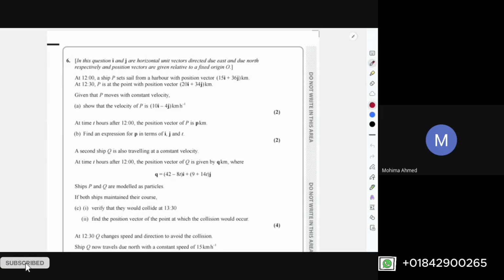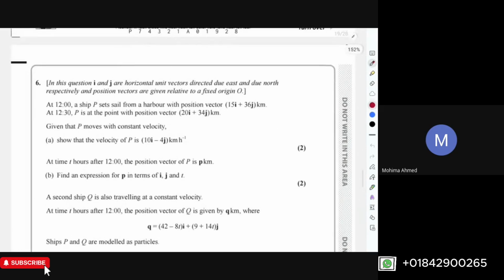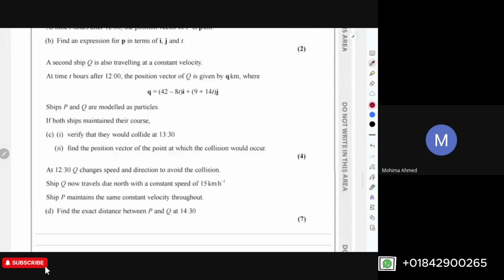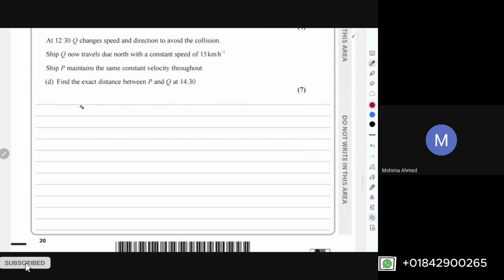Acha, so we only have the last two questions. We'll start with question 6. This one says i and j are horizontal unit vectors in east and north. At 12 p.m., a ship P sails from a harbor with position vector this much. That means it was not at the origin, right? And 30 minutes later, the same ship P is at the position vector this much. P moves with a constant velocity, so you have to find that velocity. This is how we are going to first understand it.